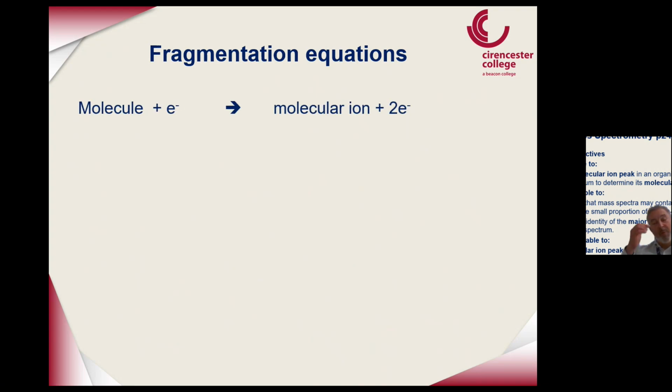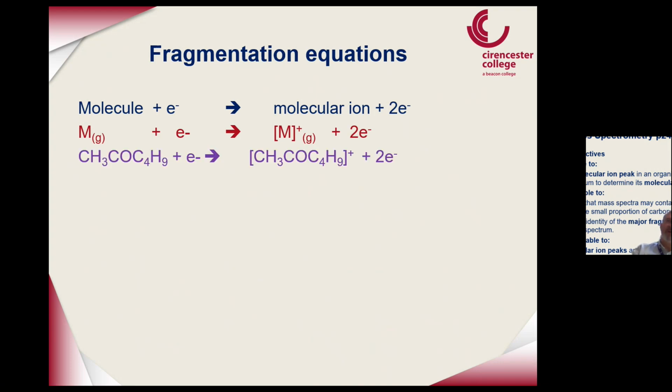Remember that they can rearrange as well. So if we have our molecule, we can smash a high energy, fast moving electron into it. We produce a molecular ion, which is positive, and we therefore lose 2 electrons, because we've got the electron we smashed into it and the electron that's come off of it. So we could write it as M, molecule, not metal, in gas form, because all our samples are vaporized. So our molecule M plus an electron becomes M plus 2 electrons.